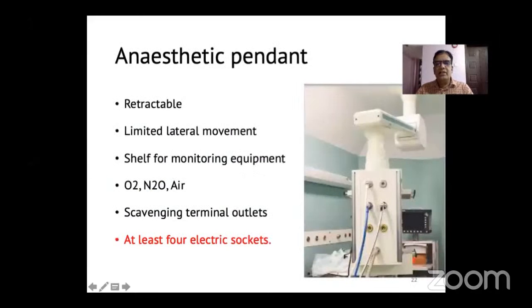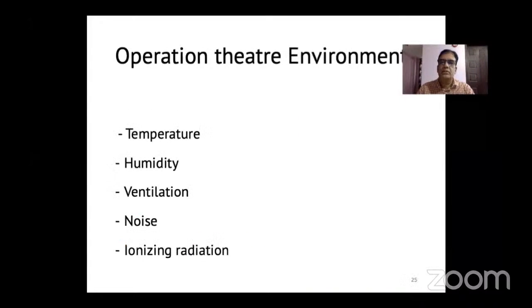These anesthetic pendants are generally retractable with limited lateral movement. Sometimes there could be a shelf for monitoring equipment also. It normally allows for oxygen, nitrous oxide, and air outlets to be there, and scavenging terminal outlets will also be there. At least 4 electric sockets should be allowed in this pendant to operate the machine and the monitors.